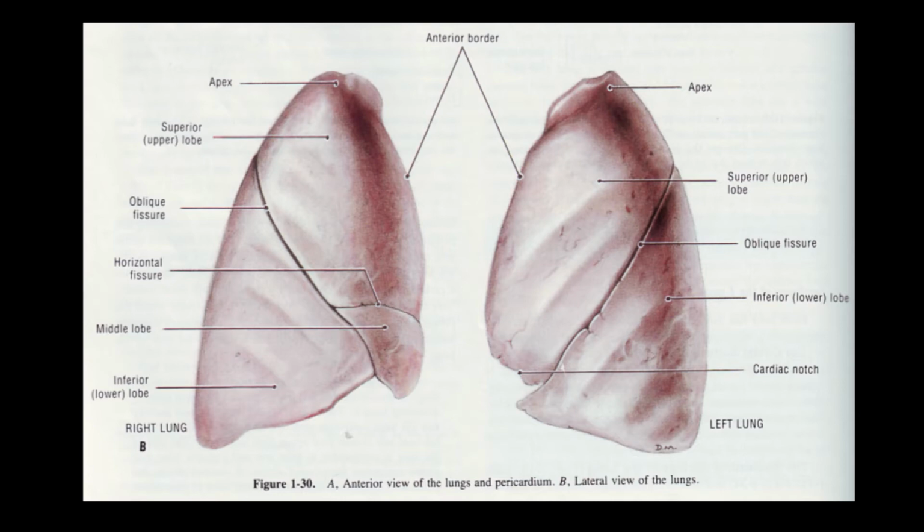Both lungs will have a superior lobe and an inferior lobe, but only the right lung will have a middle lobe, which is delineated there by that horizontal fissure. Whereas on the left lung, you see a notch where the heart indents into it.